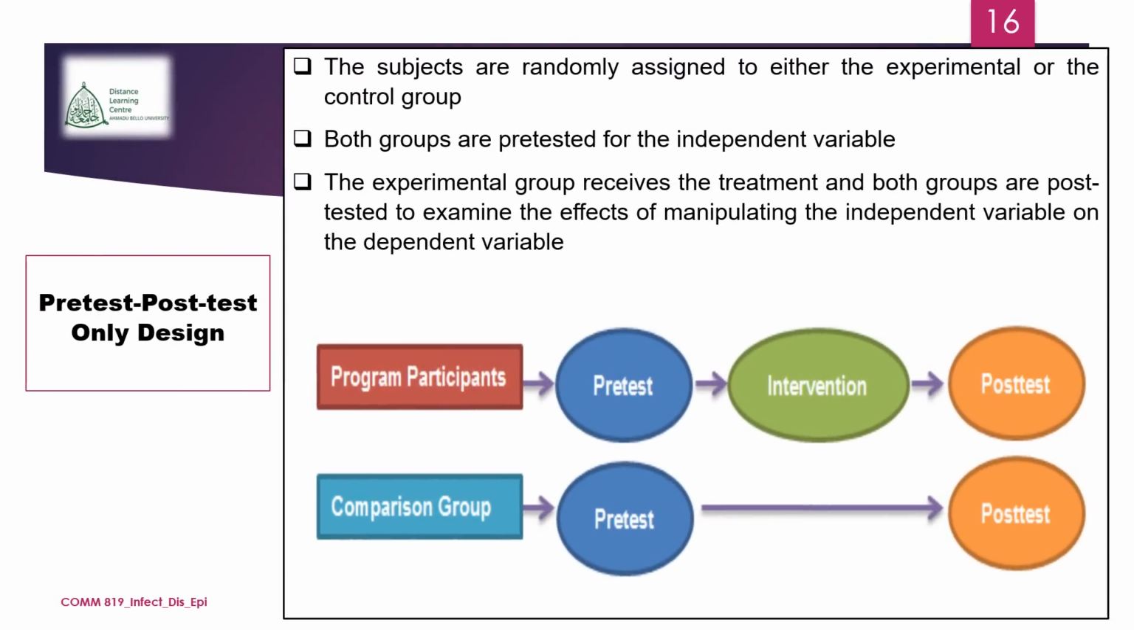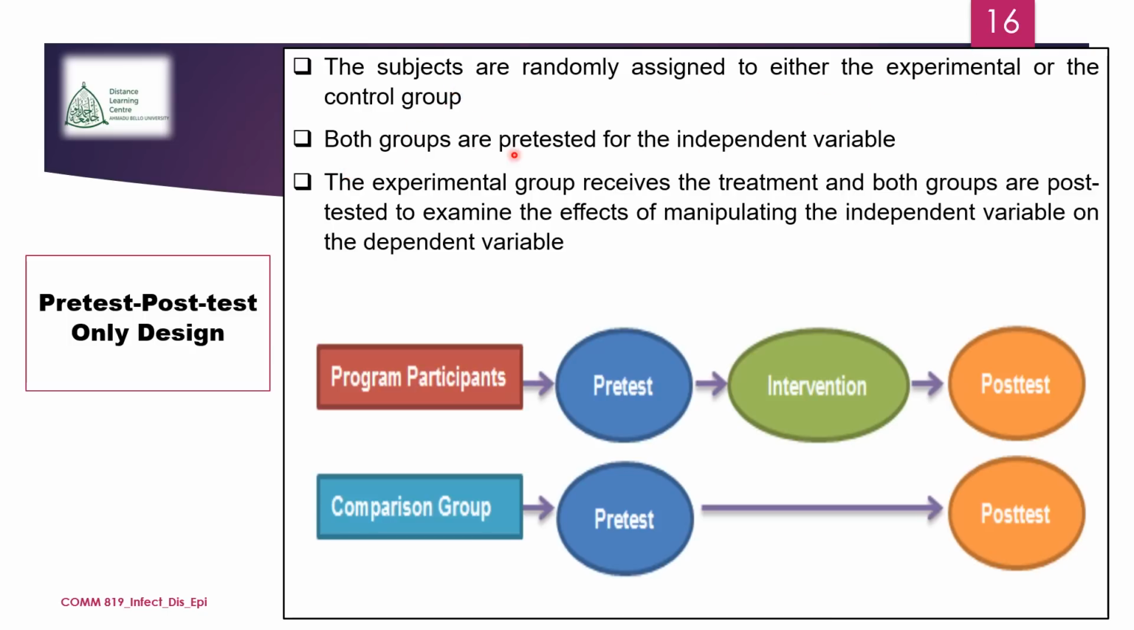The second type of the experimental analytic research is the pre-test, post-test design. Pre-test, that is before you give intervention, you take maybe baseline data, then post-test, after intervention, collect data. Here the subjects are randomly assigned to either the experimental or the control group.